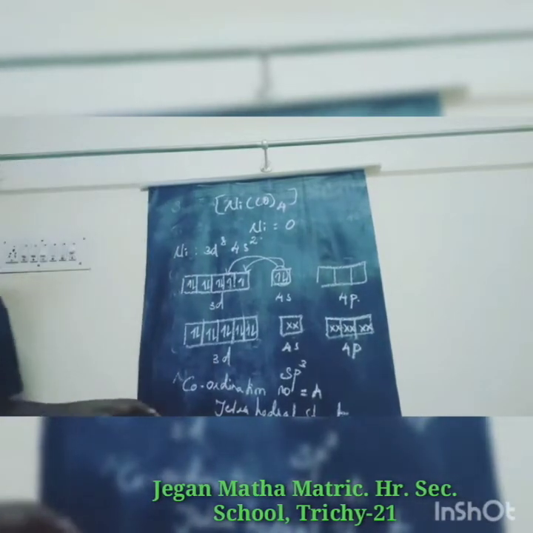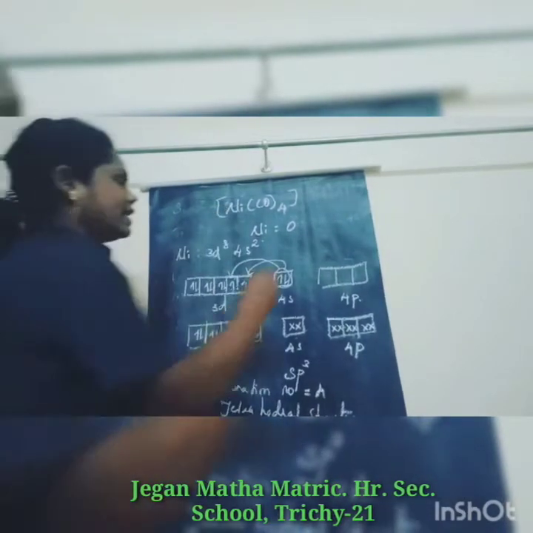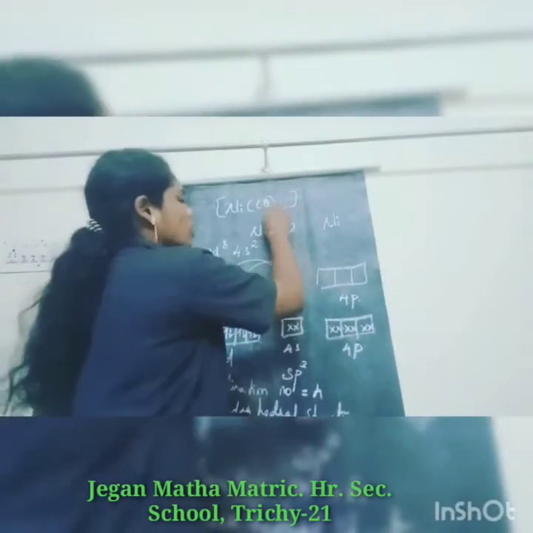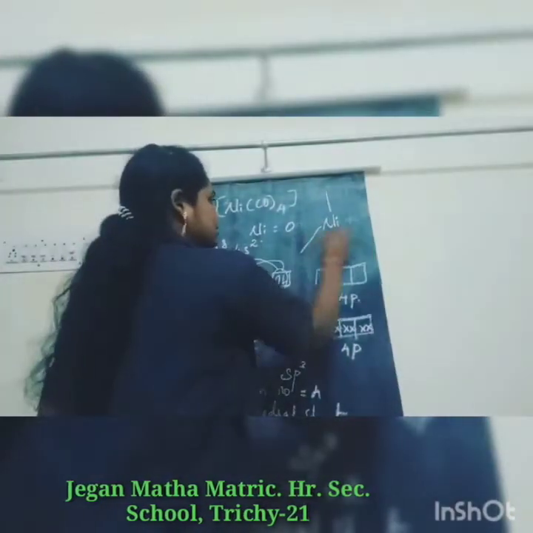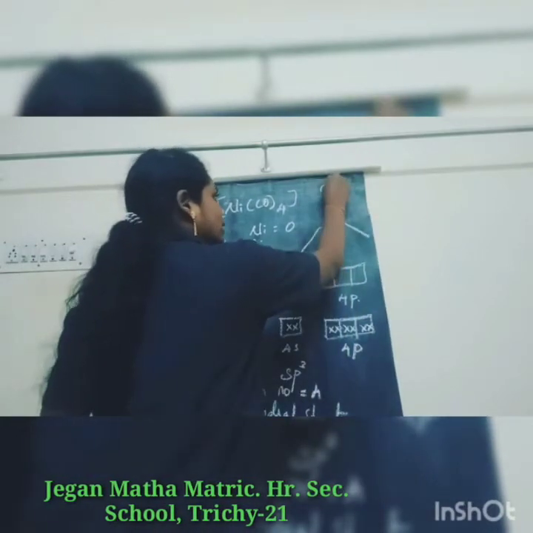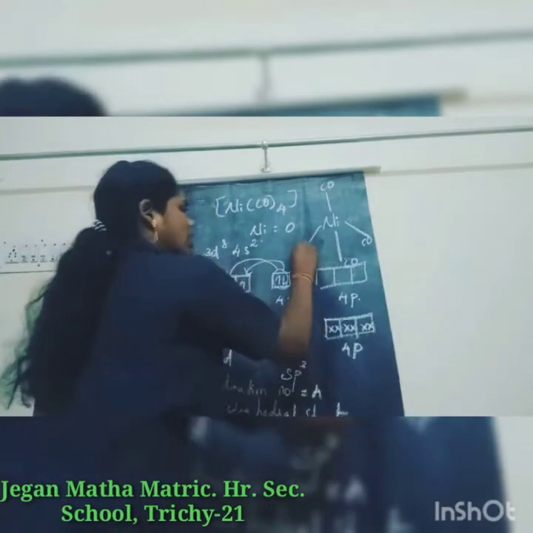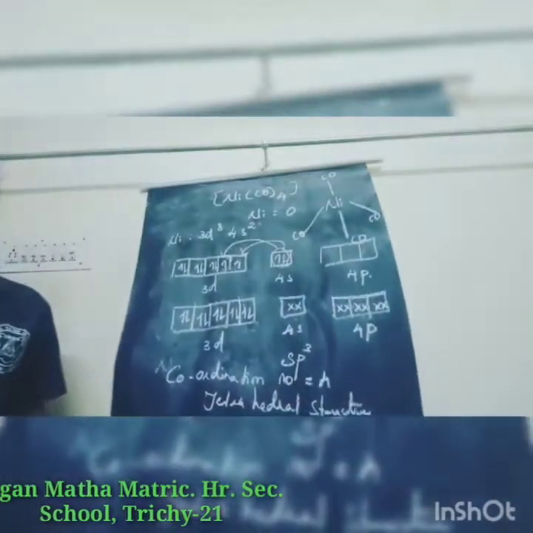How do we draw the tetrahedral structure? Here is nickel, with the carbonyl group 4 times. So this is tetrahedral: here one carbonyl group, here another carbonyl group, and so on. This is the tetrahedral structure.